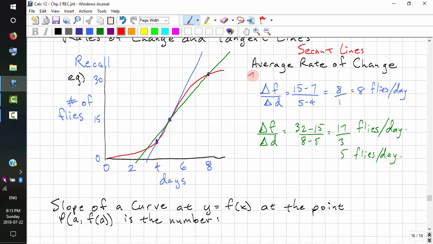Okay, and this is just the slope between 2 points. We're not looking at tangent yet, we're just looking at average. So average is different than the tangent. It could be the same, but it's not likely.